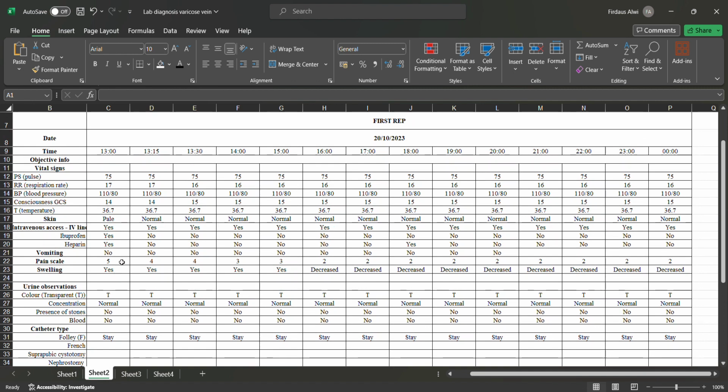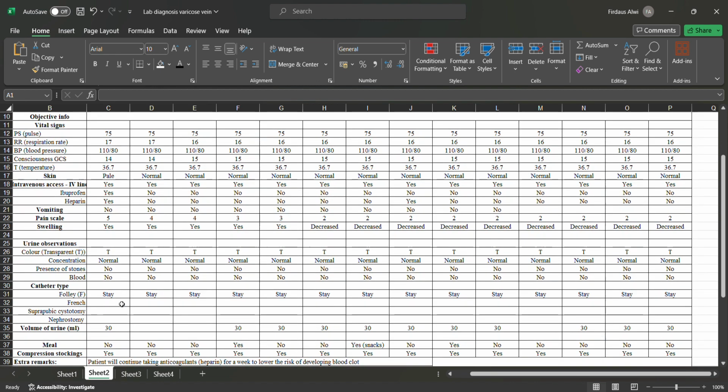on a scale of 5, so we have given him ibuprofen to help ease the pain. And at the same time, heparin is also given twice per day to help prevent the blood clotting. So the swelling of the leg can be seen during the first few hours, but fortunately it decreased gradually during the day. And we have inserted polycatheter throughout the entire duration of the patient's stay in the hospital.